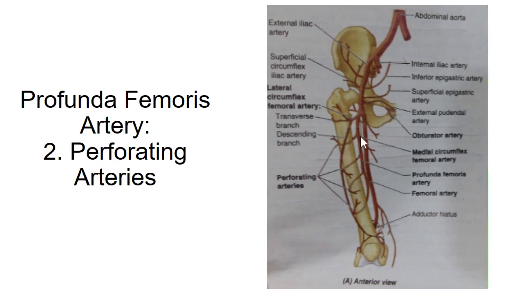These perforating arteries pierce the distal aponeurotic portion of adductor magnus muscle and medial intermuscular septum to enter the posterior compartment of thigh. They wind round the posterior side of femur, as you can see here, and enter the posterior compartment of thigh. Within the posterior compartment, they typically give rise to muscular branches to hamstring muscles. Muscles of the posterior compartment of thigh are also known as hamstring muscles. I have already told you.